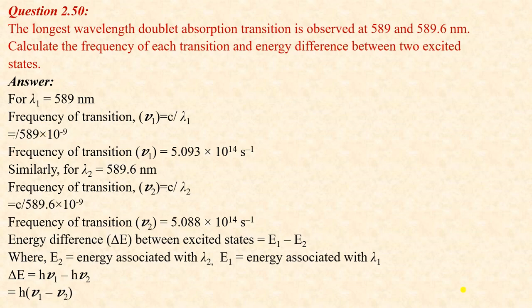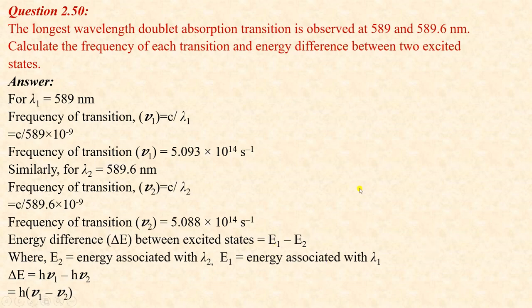So the formula of frequency is c by lambda. Here the value of c is 3 into 10 to the power 8 meter per second. Put all the values and it will come equal to 5.093 into 10 to the power 14 second inverse.